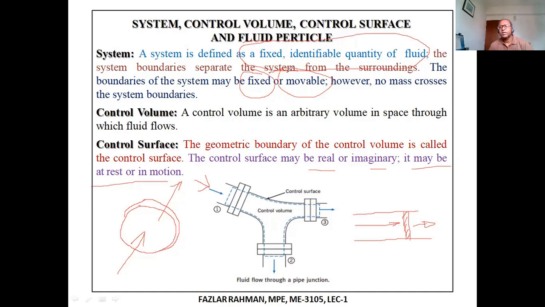But if you think about a piston inside a cylinder of an IC engine, then you see the system boundary is moving, because the volume is also changing, right? Because the piston is moving up and down or left, right, right? Okay.